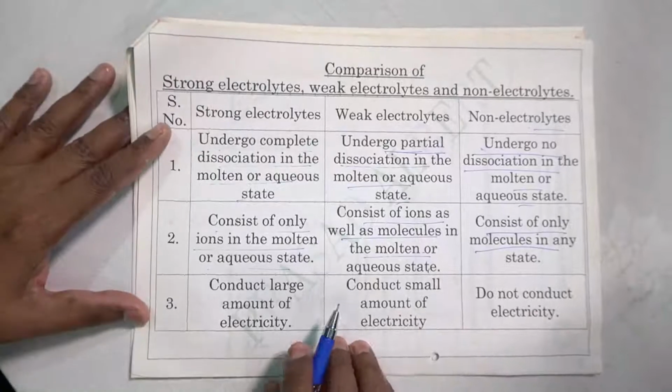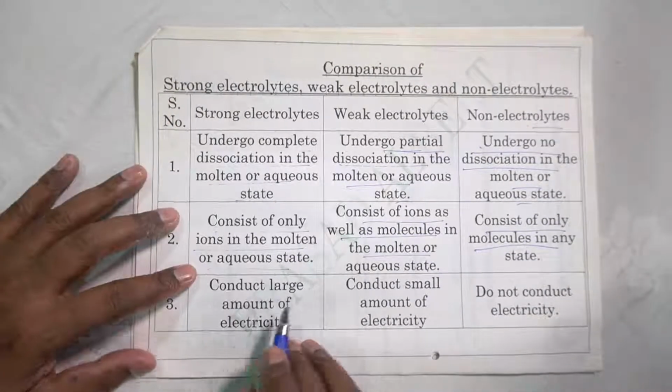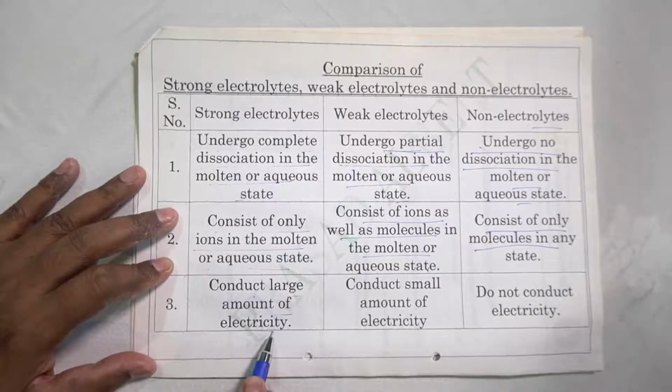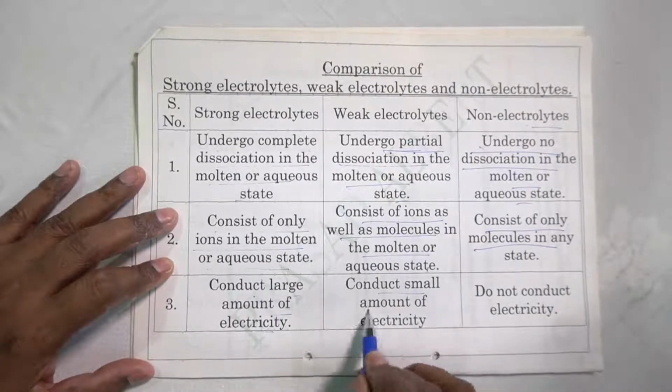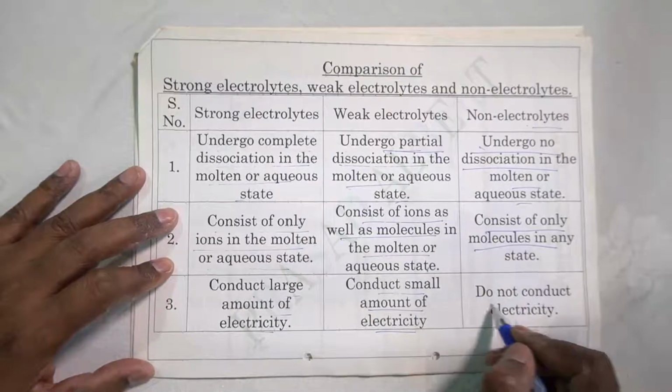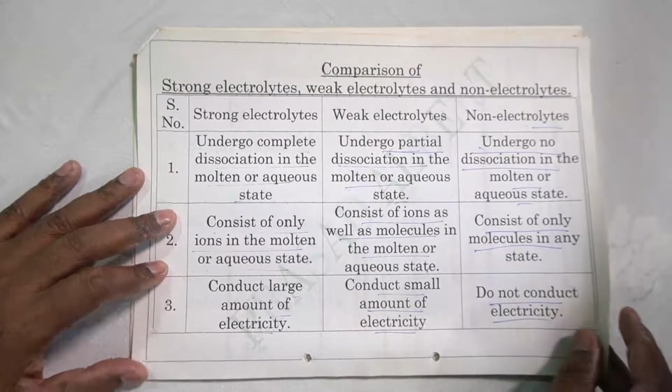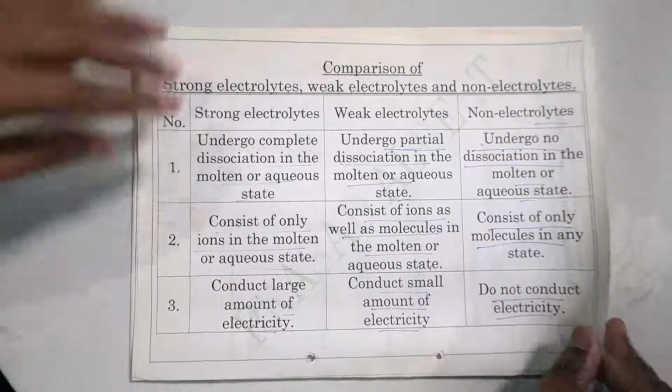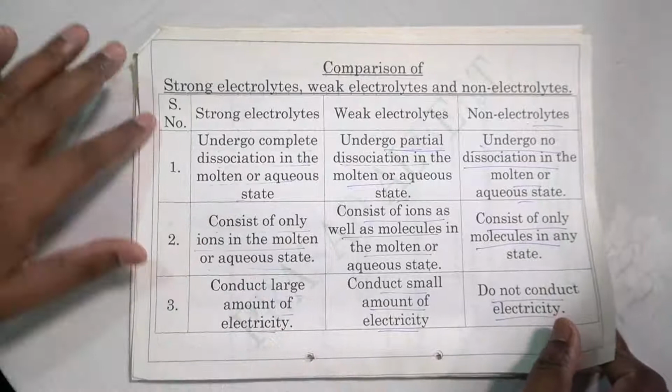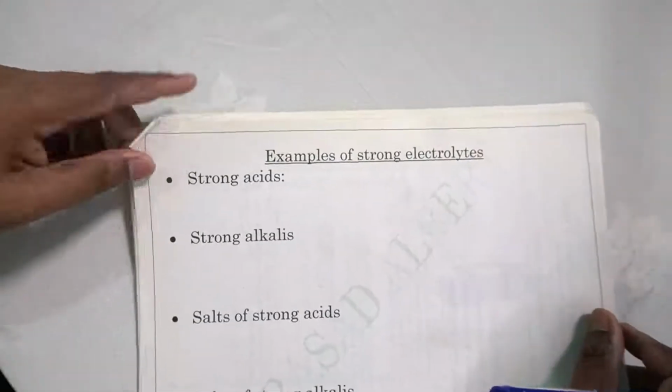Right? And the third thing is, strong electrolytes conduct a large amount of electricity, while weak electrolytes conduct a small amount of electricity, and non-electrolytes conduct no electricity. Nothing is conducted. Okay, I think you understood this comparison table. So you should compare substances in this manner. The next thing is examples of strong electrolytes.